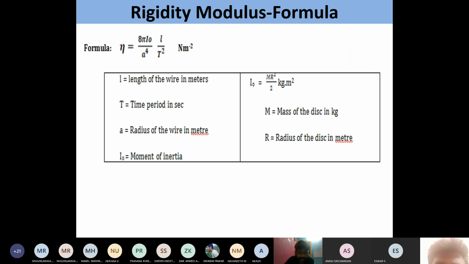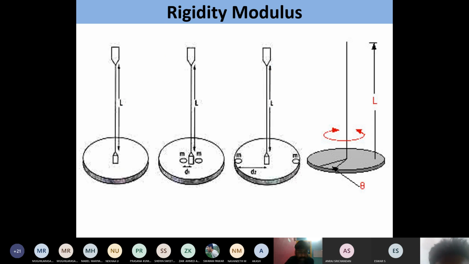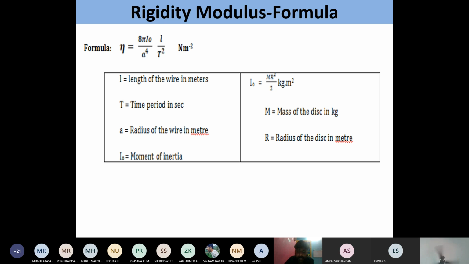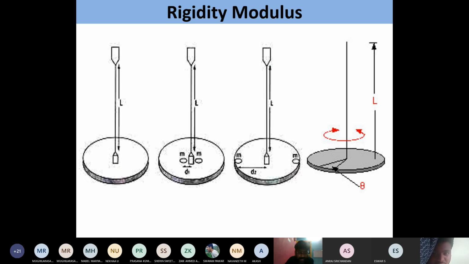So for a 50 centimeter length, for 10 oscillations, what is the time that we have to measure? Sorry, a is the radius of the wire in meters. With the help of the screw gauge, whose principle we have learned, we are going to measure the radius. For the moment of inertia I naught, we have a separate formula. M is the mass of the disc, so we have to know the total weight of this disc. R is the radius of the disc in meters. With the help of a thread also, we can measure the total radius of this disc. So this is the procedure.